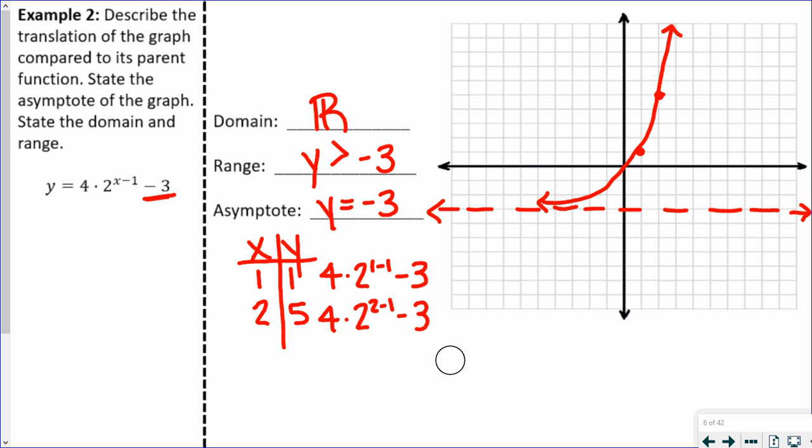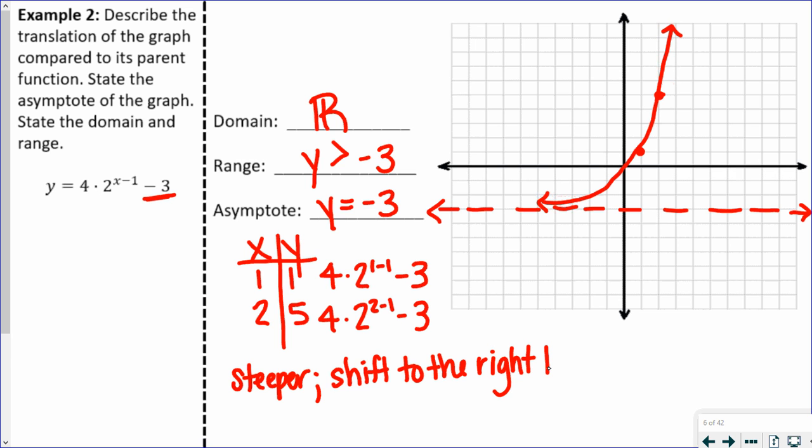The only other thing we need to do is to compare, because there will be some problems where I just give you the equation, I say compare it to its parent function like we did in the functions chapter. So the 4 is going to make it steeper, so it's increasing faster, or we also said narrower, but steeper makes more sense with this since it's a curve that's kind of increasing. The -1 means we shift to the right one, because remember it's opposite, and then down 3, because we keep the sign of the k, and that goes down.